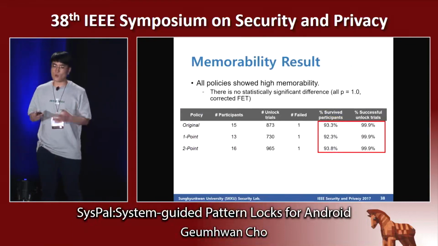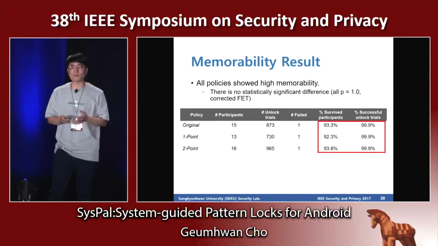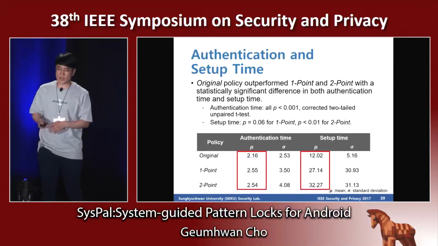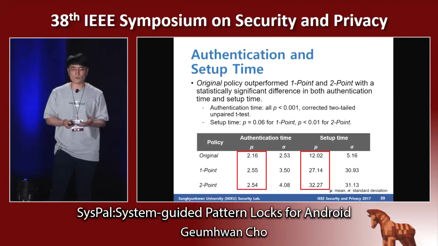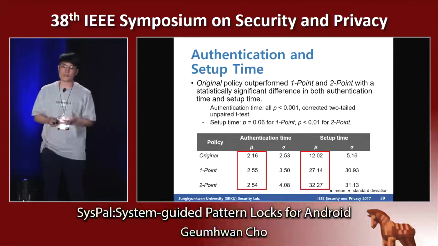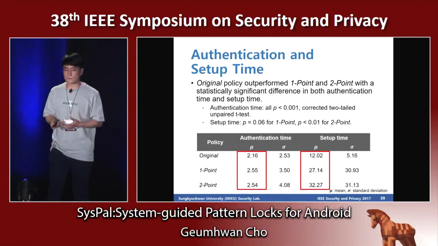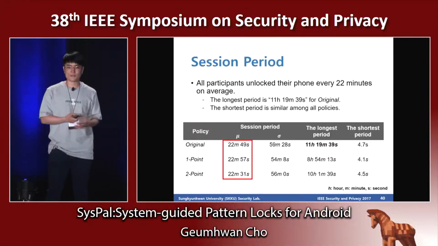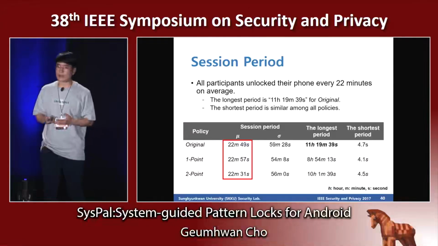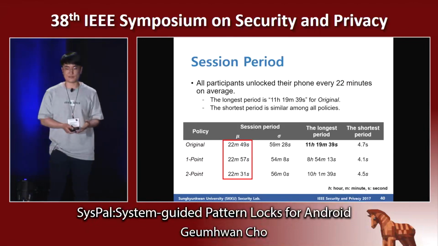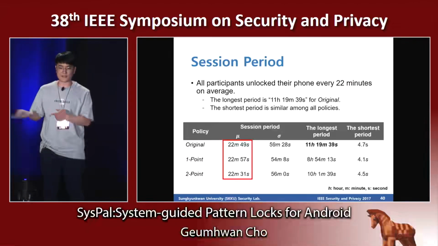About the results, all polishes showed high memorability. In both authentication and setup time, all the original polishes outperformed 1-point and 2-point with a statistically significant difference. And all participants unlocked their phone every 22 minutes on average. The longest period is about 11 hours.